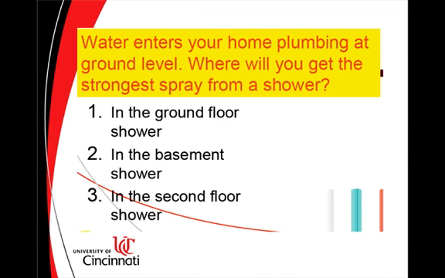Okay, now we're getting into Bernoulli equations. And so the first one says that water enters your home plumbing at ground level. Where will you get the strongest spray from a shower? In the ground floor shower, in the basement shower, or on the second floor shower? So clearly what you have is that you've got three floors: the basement, the ground floor, and then the second floor.